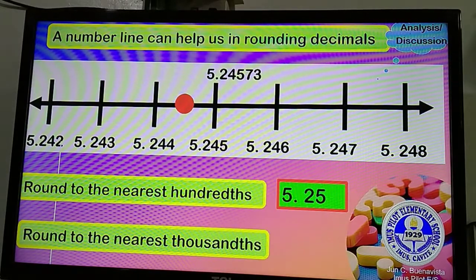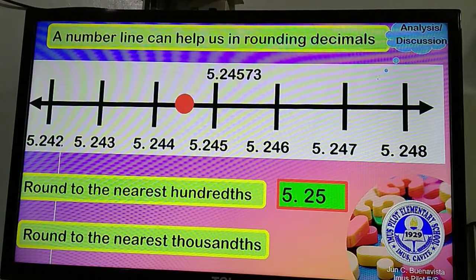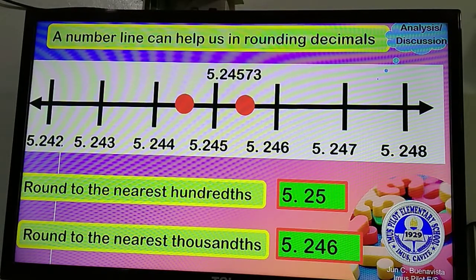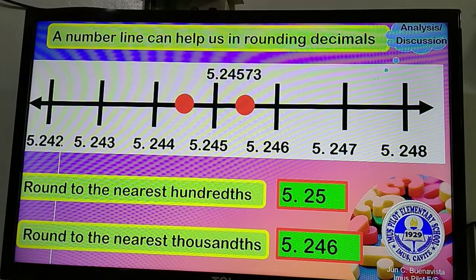Then, round to the nearest thousands. Our nearest thousands digit is 5. And the number at the right of 5 is 7. So we're going to round up again. So 5 becomes 6. So our answer becomes 5.246 thousandths. Okay. So I am going to explain again.